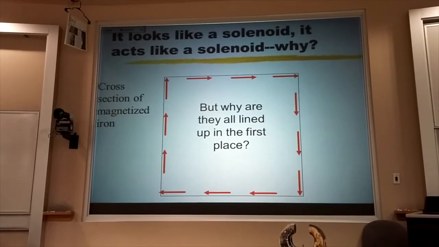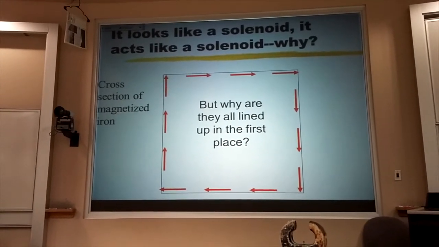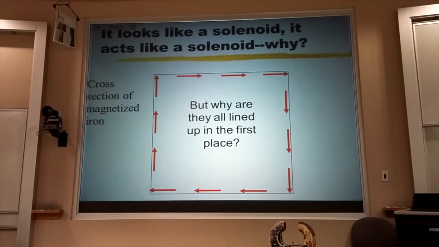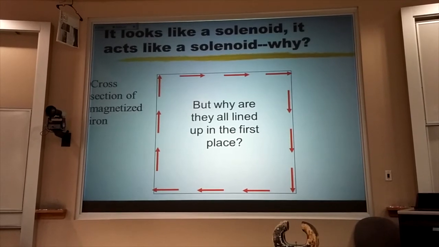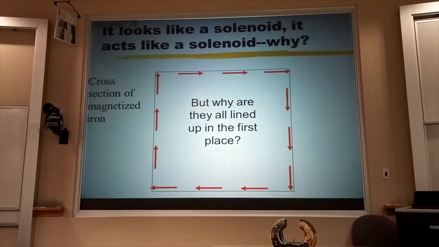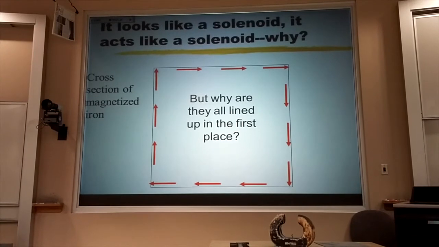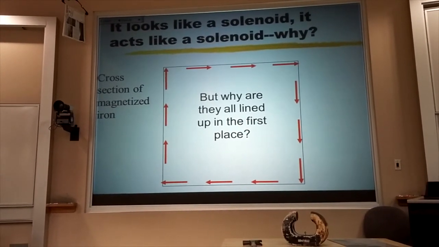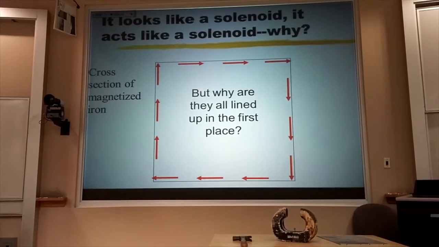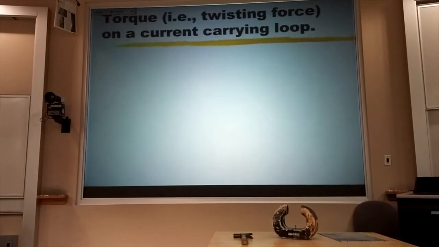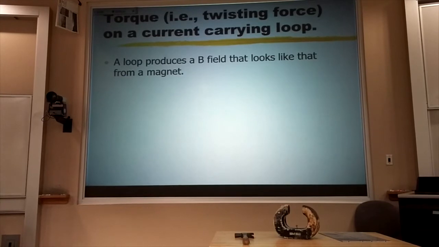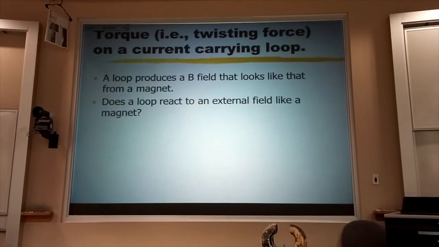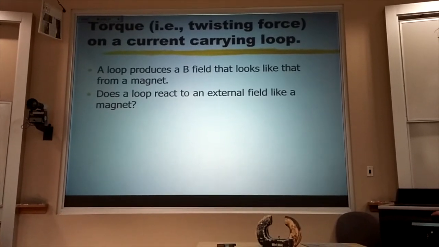Now, how do we get all of those little current loops lined up in the first place? If I had you all stand up with a tennis ball going around the same direction, that's not the most obvious way you'd be rotating. Some of you would be lying on the table, some standing on your head, in all different orientations. The way you line these up is you use the fact that a loop produces a B field like a bar magnet. And a bar magnet will line up in an external magnetic field.